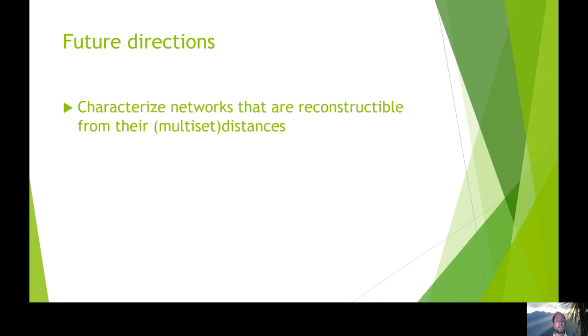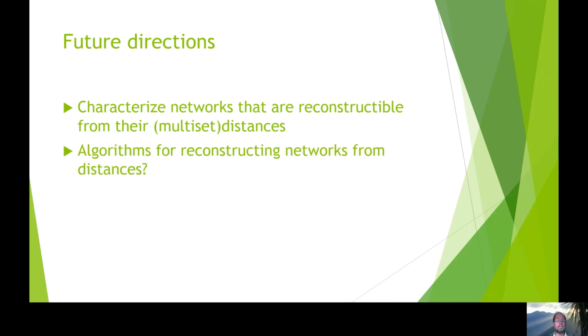So, just to conclude then, hopefully this is a rather short talk, which I hope was quite nice. What are the future directions? Well, we could ask, can we actually characterize networks, whichever kind they are, level K, etc., that are reconstructible from their distance matrices? So we know that some are reconstructible, some are not. Can we actually characterize some other ones that are reconstructible? And possibly more interestingly for phylogenetics, are there nice efficient algorithms to reconstruct networks from distances?